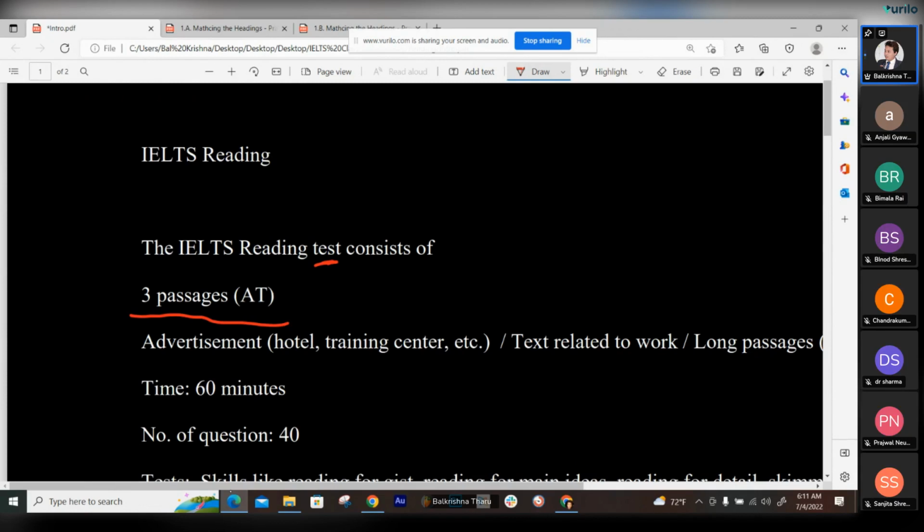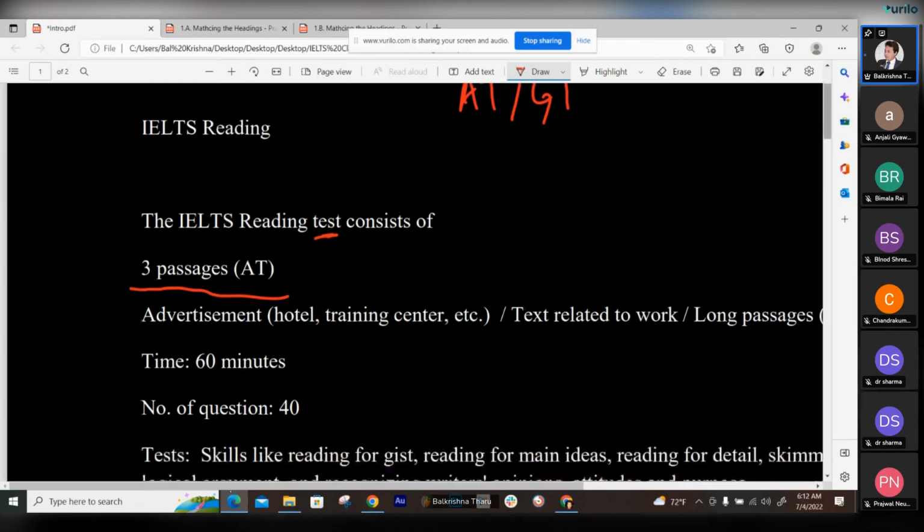AT stands for academic test, and this test is given by candidates who are applying for a student visa. And we have GT, general test, and this test is given by candidates who are going abroad as an immigrant.